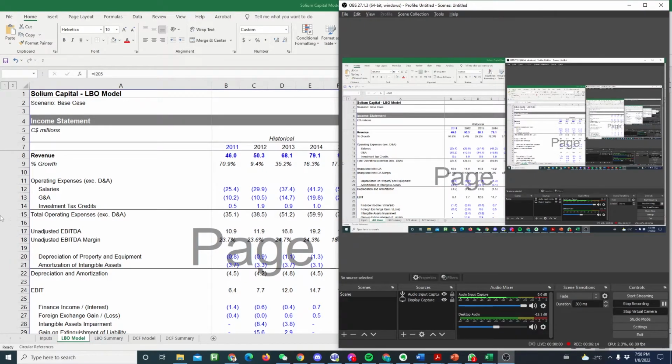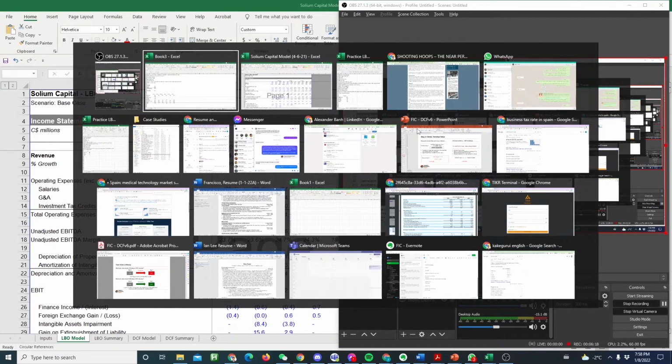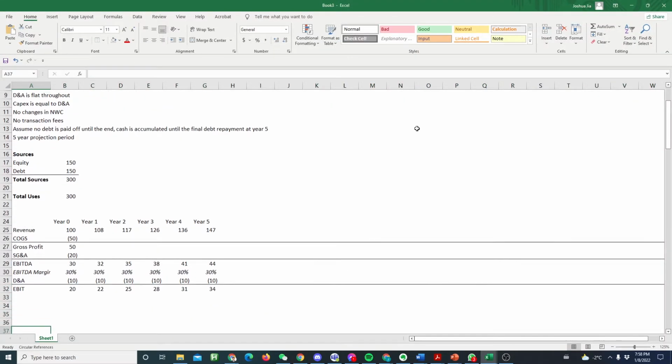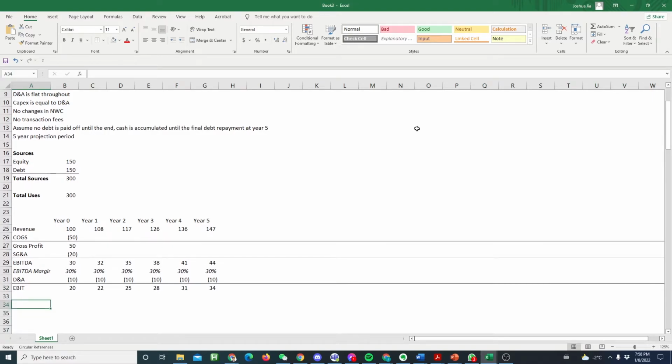Oops, sorry about that. Pressed the wrong button there. Great. So now, as you can see, we have EBIT.